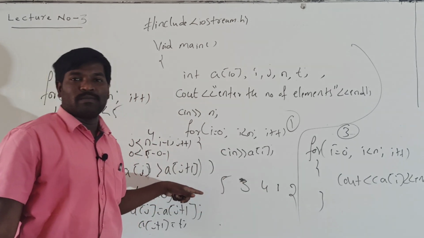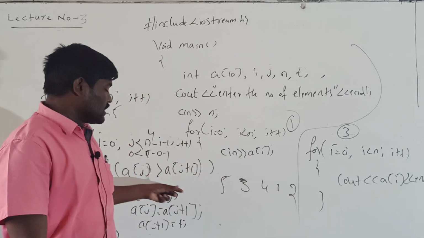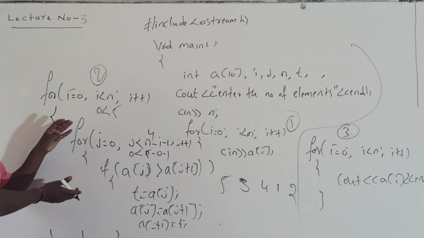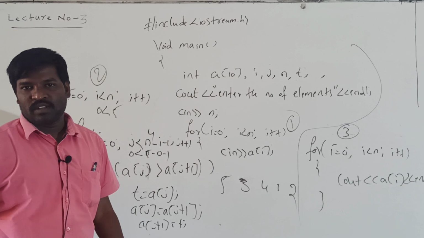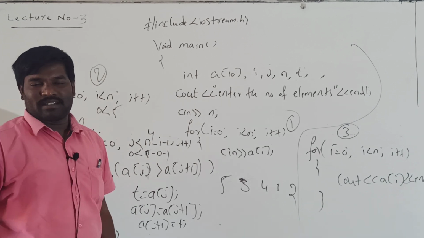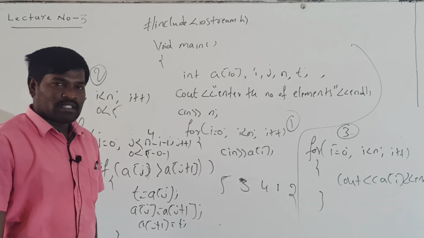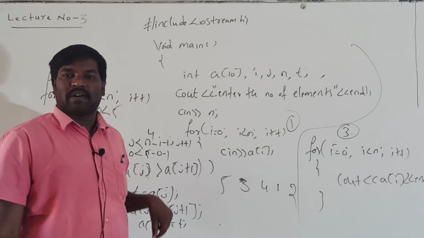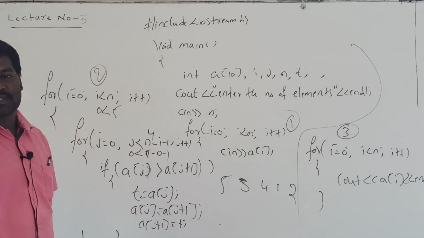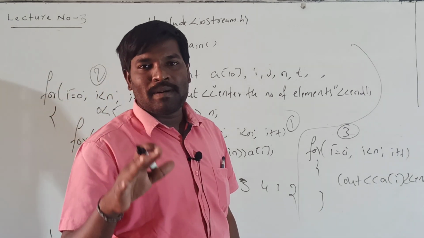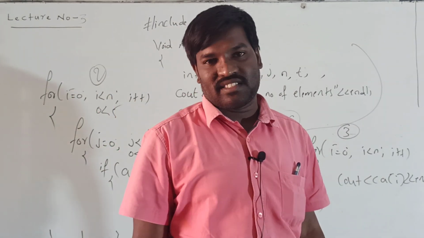Among the 5 elements, the largest element is 5. So once the inner for loop becomes false, 5 is shifted to the last position. Okay. In the second time, again no need to compare with the 5. So that's why I can write n minus i minus 1, which means it will minimize the number of iterations.